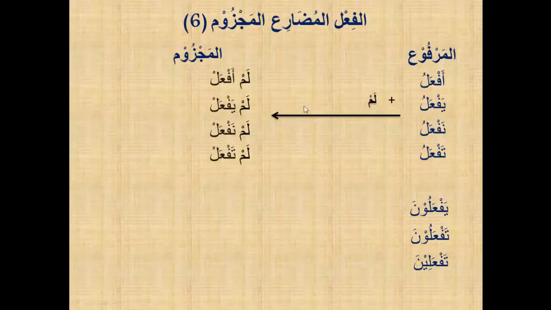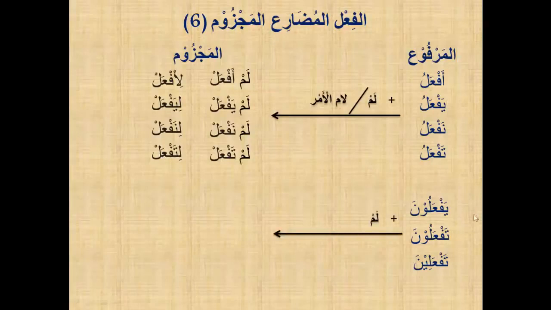What are the majzum markers? Let's take a look. When we add lam in front of a verb, in front of af'alu, yaf'alu, naf'alu, or taf'alu, let's look at what we have. We get lam af'al, lam yaf'al, lam naf'al, and lam taf'al. When we add lam al-amr, the lam for commands, we get li af'al, li yaf'al, li naf'al, and li taf'al.